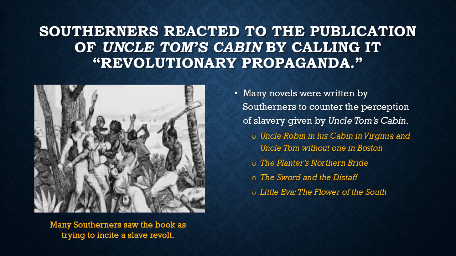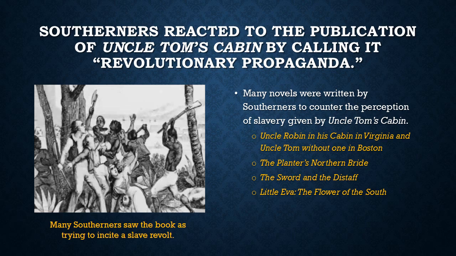And many Southerners actually wrote novels in response to Uncle Tom's Cabin in an attempt to counter the perception of slavery that a Northerner would have got in Uncle Tom's Cabin. There's a few of the more famous Southern novels written to counter Uncle Tom's Cabin. Things like Uncle Robin in His Cabin in Virginia and Uncle Tom Without One in Boston. It's one hell of a title. But other books such as The Planter's Northern Bride, The Sword and the Distaff, and even a children's book, Little Eva, The Flower of the South.